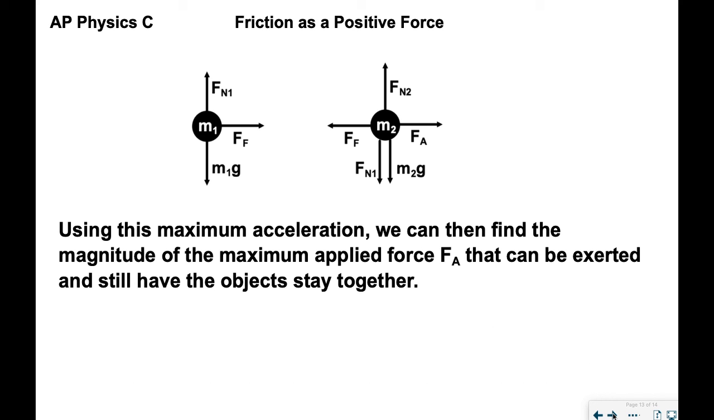Using that maximum acceleration, we could then find the magnitude of the maximum applied force that can be exerted and still have the objects move together. Again, that would be using the combined force equation where the static friction force drops out, but knowing what the maximum acceleration is for the entire system, we can then figure out what the maximum applied force is to have them stay together. So we'll see some examples of this.